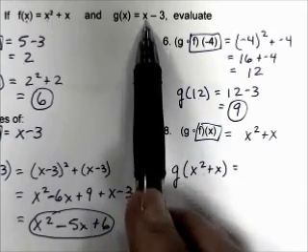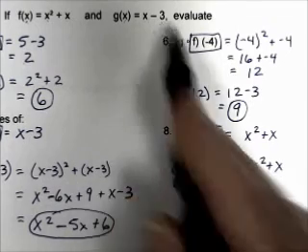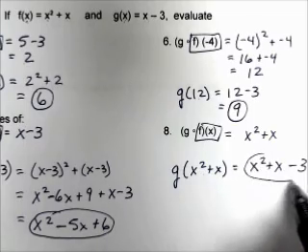So x squared plus x. And then don't forget, bring down the minus 3. Nothing can be done there. That's your answer.